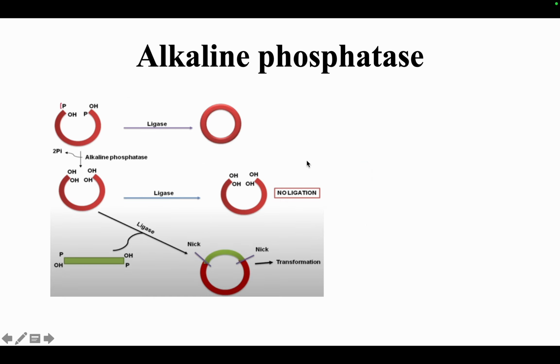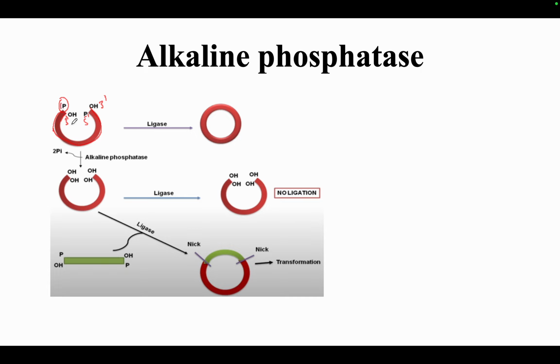Then we have alkaline phosphatases. These are also very important enzymes. So what does alkaline phosphatase do? We have one strand with a 5 prime phosphate, and this is the complementary strand with the 3 prime OH. These are the two strands. This is a duplex DNA. Then we have a 3 prime OH and 5 prime phosphate strand.